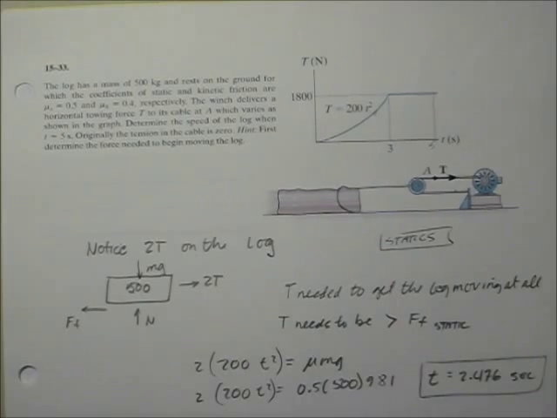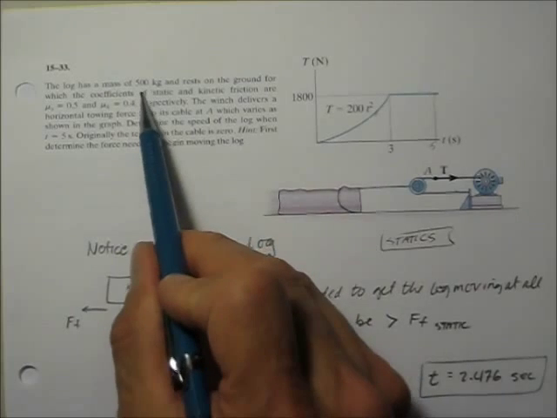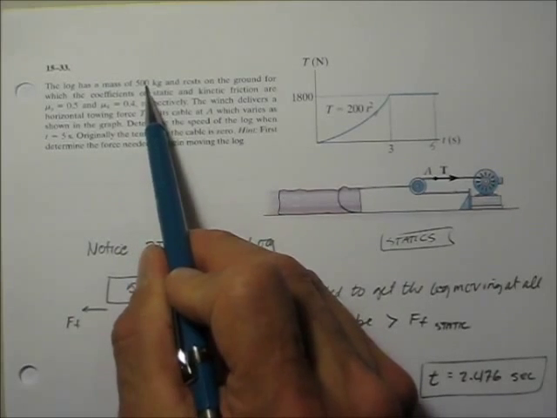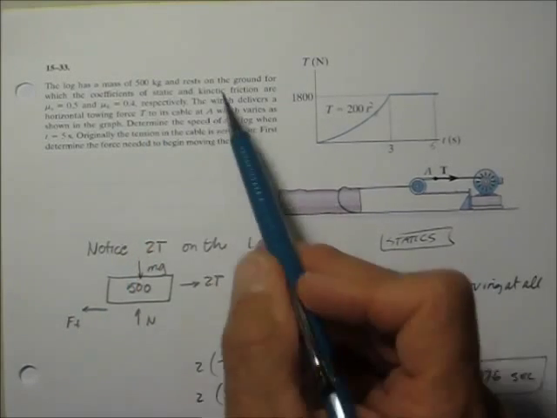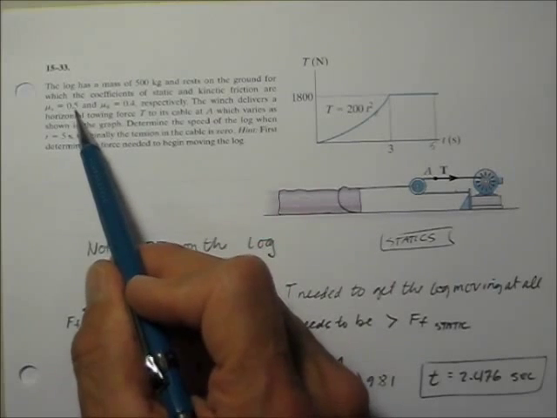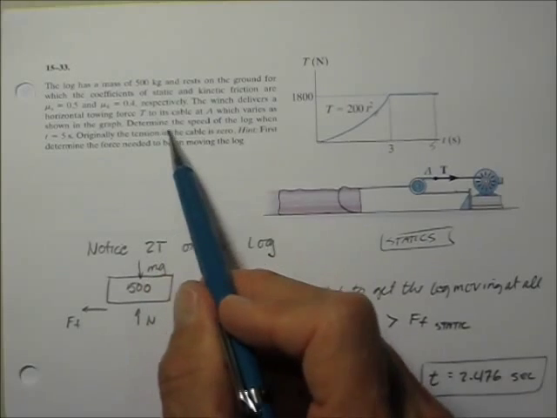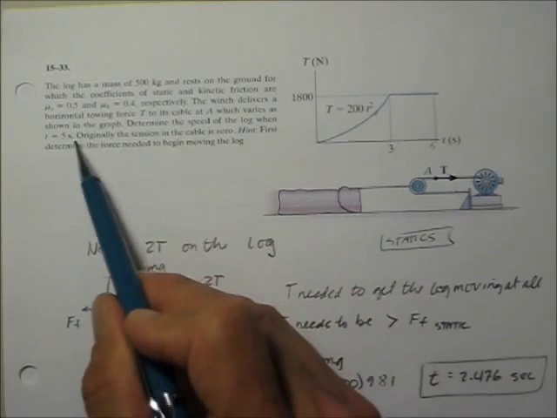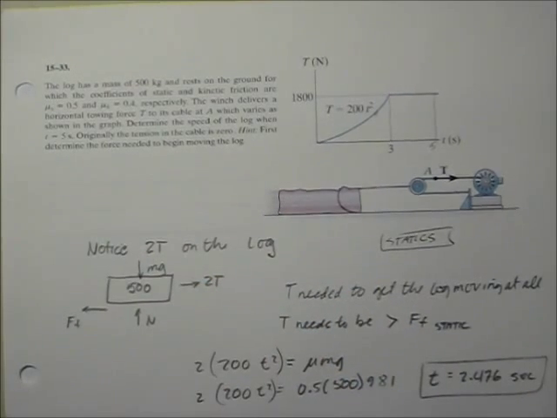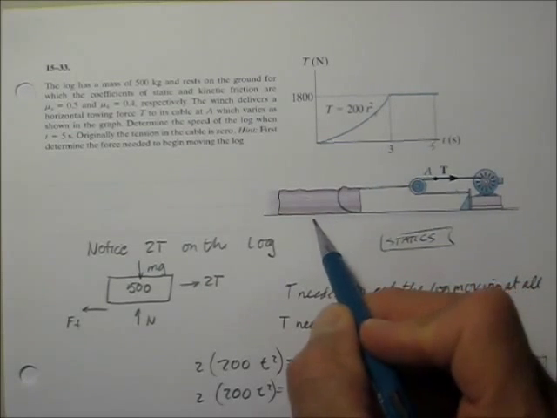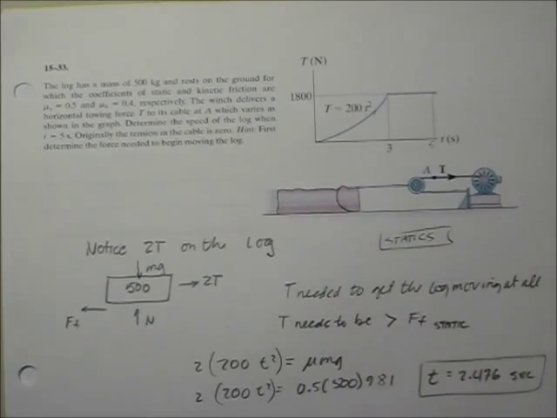All right, and the question here is, well, let's look at the details. The mass of the log is 500 kilograms, it rests on the ground, the coefficient of static friction is 0.5 and kinetic friction is 0.4. It delivers a towing force, and we want to find the speed of the log when t is equal to 5 seconds. The log's going to go in this direction, and we want to find out when t is equal to 5 seconds.